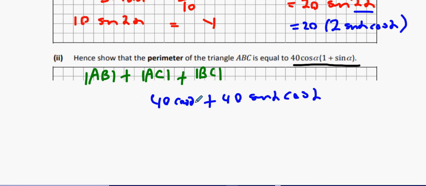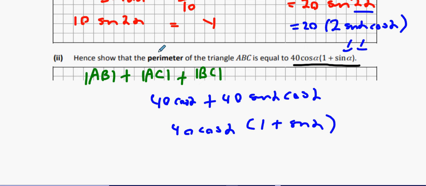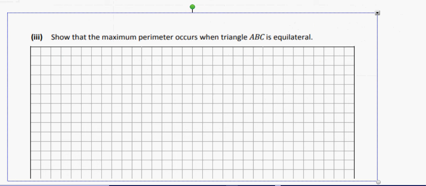So about take out the 40 cos alpha, and then you're left with your 1 plus sine alpha as shown. Now the good thing about this question is it is a proof question, so just because you can't do this part, it may not necessarily mean you can't do the next part. Show that the maximum perimeter occurs.